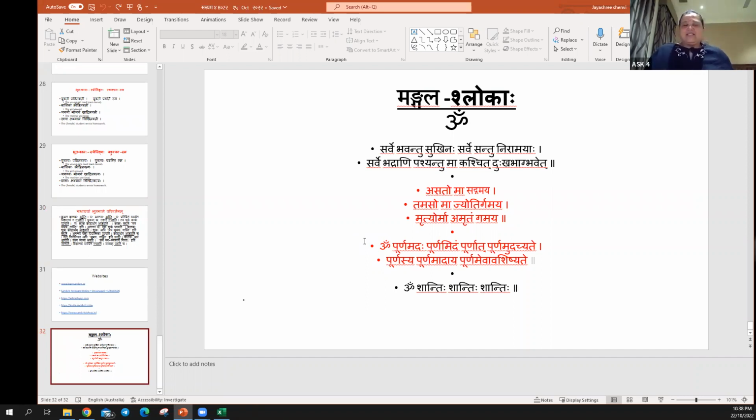Okay, Mangala Shloka. Om Sarve Bhavantu Sukhinaha, Sarve Santu Niramayaha. Sarve Bhadrani Pashyantu, Ma Kashchit Dukhabhag Bhavet. Asato Ma Sadgamaya, Tamaso Ma Jyotirgamaya, Mrityor Ma Amritam Gamaya. Om Purnamadah Purnamidam, Purnat Purnamudachyate, Purnasya Purnamadaya, Purnamevavashishyate. Om Shanti Shanti Shanti.